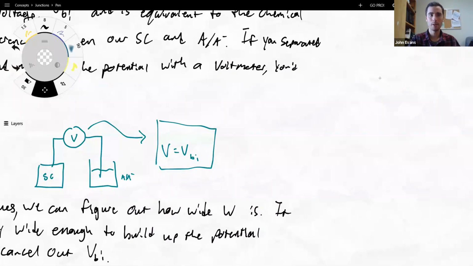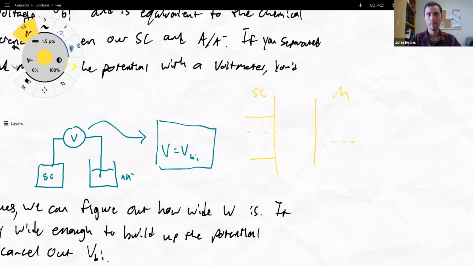So likewise, you could look at it in your potential diagram. So here, none of our bands are bent. So this is our semiconductor, this is our metal. And the potential difference is going to be between the chemical potential of our semiconductor and the chemical potential of our metal, or of our solution. And thus, it's the difference between their Fermi levels. This right here, this is VBI.